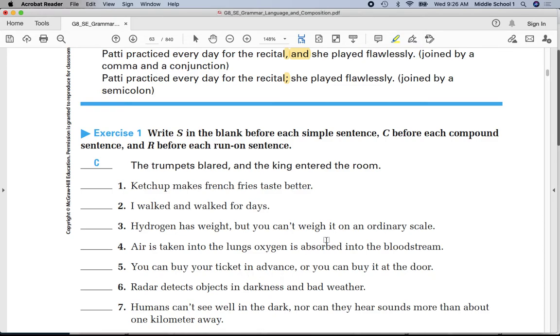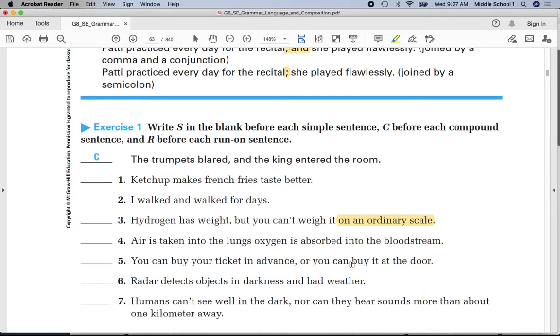So, for example, in sentence number 3, on an ordinary scale, I'm going to put parentheses around that because that's a prepositional phrase. I'm going to underline hydrogen once. I'm going to underline has twice. I'm going to circle but. You'll notice comma conjunction but, which signals a compound sentence.